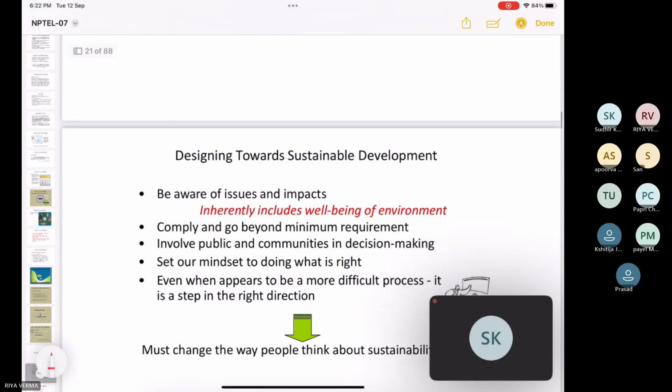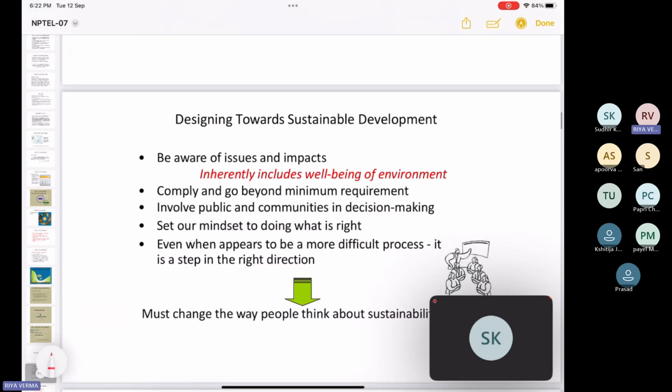During designing towards a sustainable development, we should be aware of the issues and the impacts, which inherently includes well-being of the environment, and then we can comply and go beyond the minimum requirements. We should involve public and communities in decision making and set a mindset to doing what is right, even when it appears to be a more difficult process. It is a step in the right direction.